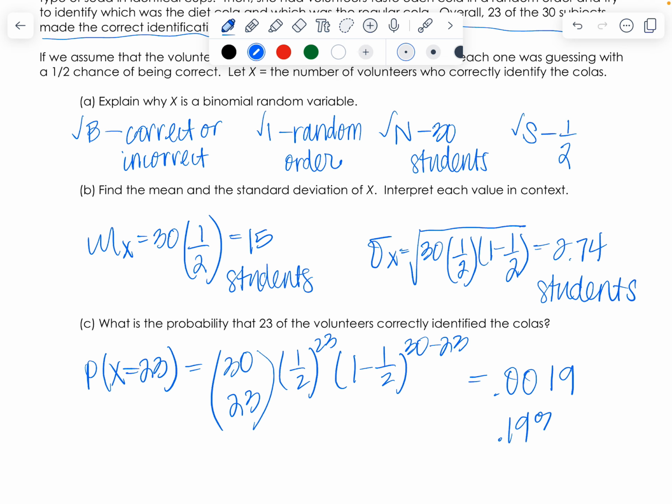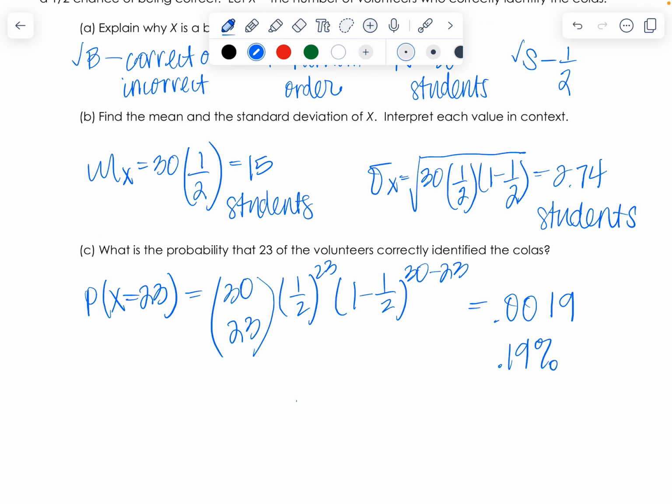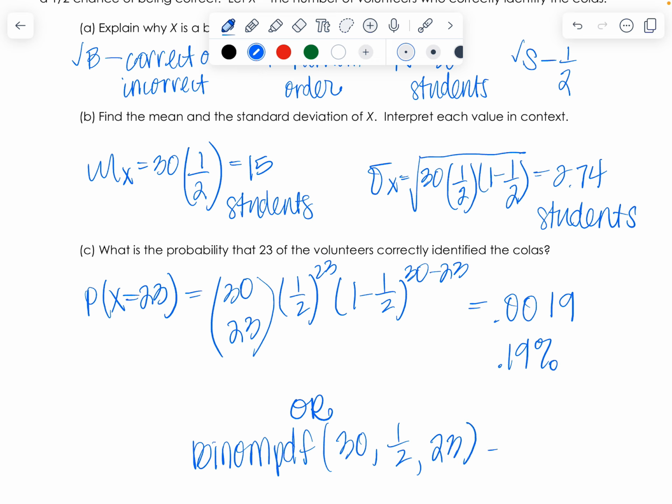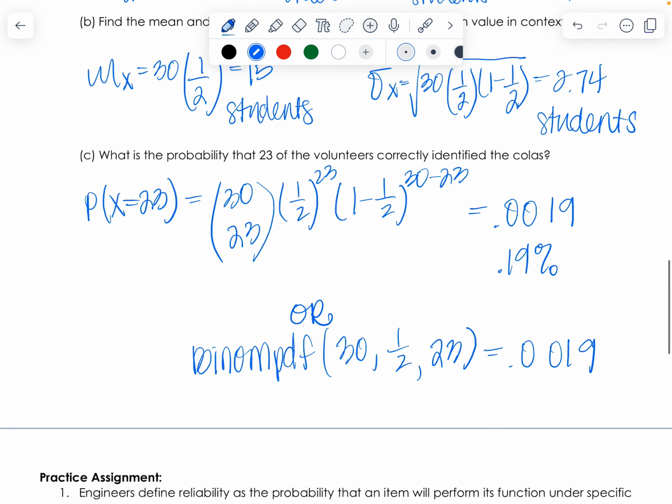Which is 0.19%. Now remember, the alternative way to do this would be using binompdf with an n value of 30, a p value of 1/2, and an x value of 23. It's 0.0019, obviously.